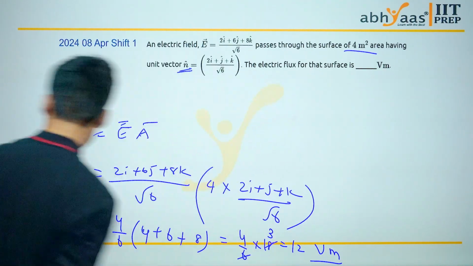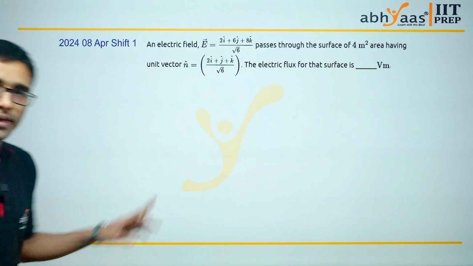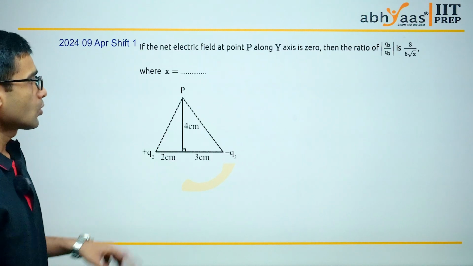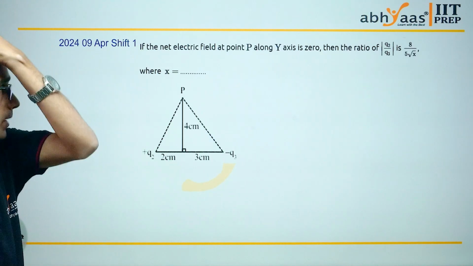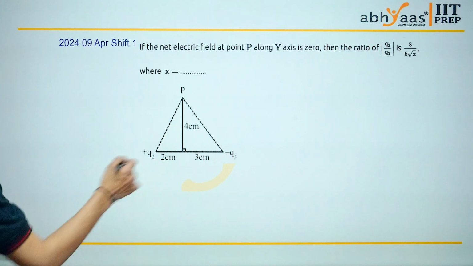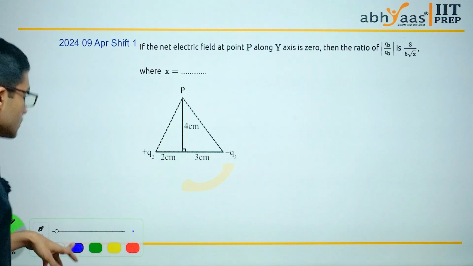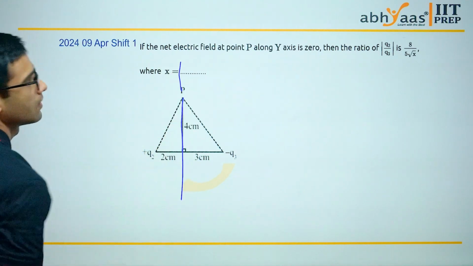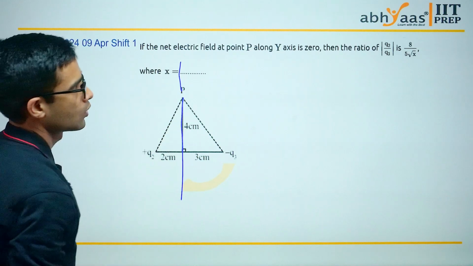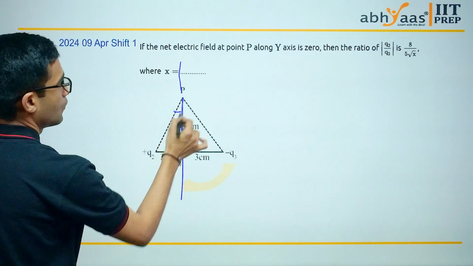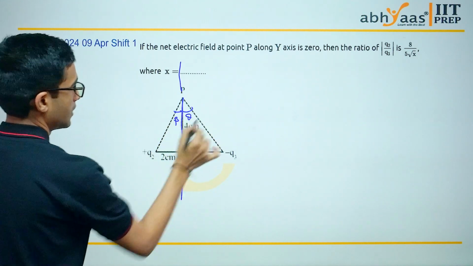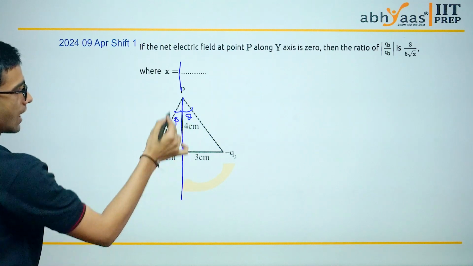Okay, simple question based on the Gauss law only. Now going to the next question. In the next question, what happened? So electric field along this line PY is 0. Here the ratio of Q1 by Q2 is 8 by 15. If you take this as beta, this as theta, try to calculate.